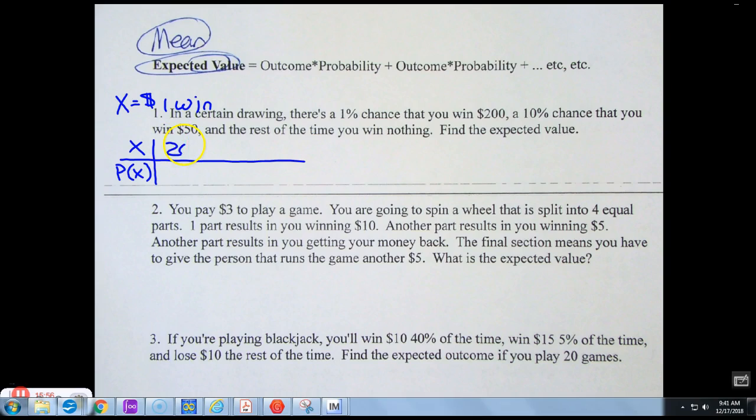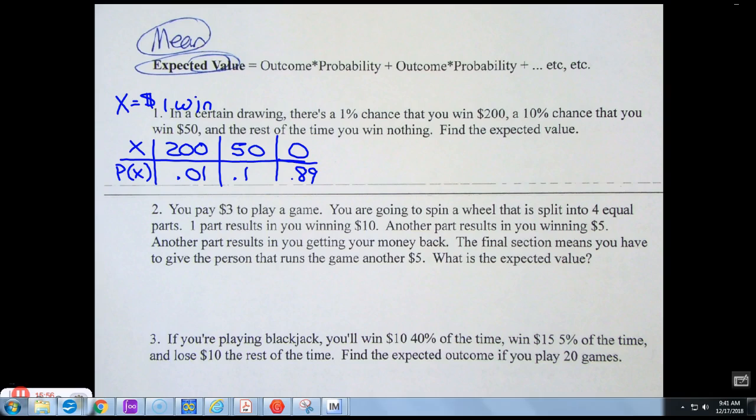So I could win $200. What's the probability that happens? 1% of the time, so 0.01. I could win $50. That happens 10% of the time, so 0.1. The rest of the time I win nothing, which would be 0.89. Where am I getting the 0.89 from? Because those all have to add up to 1.